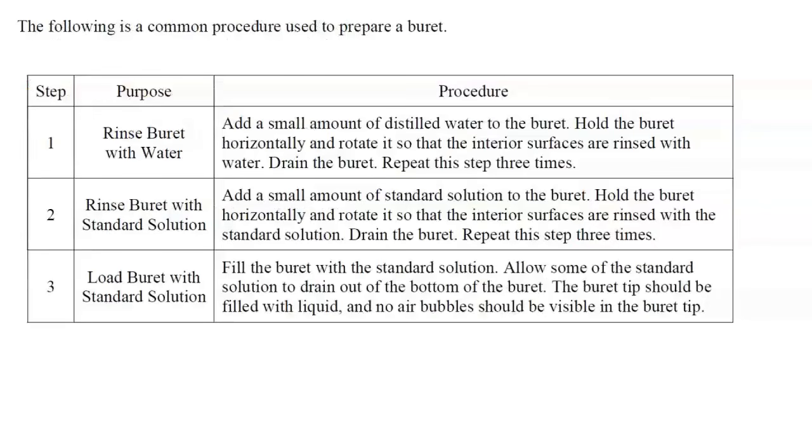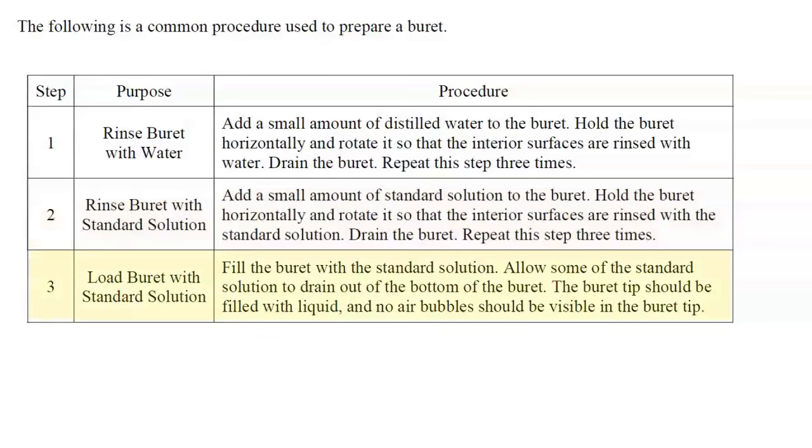The following is a common procedure used to prepare a buret. First, you rinse the buret with water. Add a small amount of distilled water to the buret. Hold the buret horizontally and rotate it so that the interior surfaces are rinsed with water. Drain the buret. Repeat this step 3 times. Then you rinse the buret with standard solution. So a small amount of standard solution is added to the buret. Hold the buret horizontally and rotate it so that the interior surfaces are rinsed with the standard solution. Drain the buret. Repeat this step 3 times.